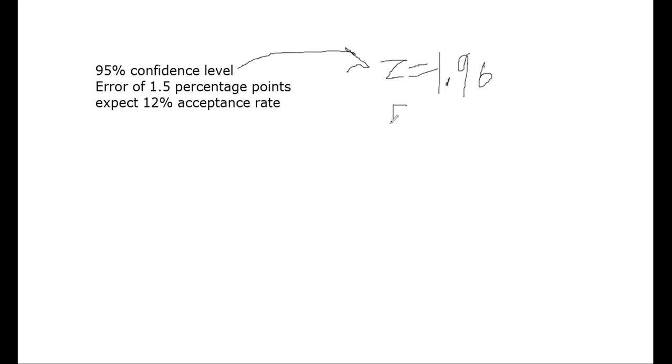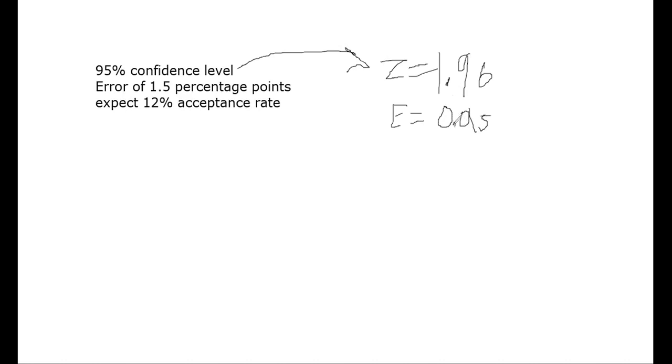So here, out of this 95% confidence level, we are going to get a z-score of 1.96, an error of 1.5 percentage points. That's just the same as me saying that E is equal to 0.015.